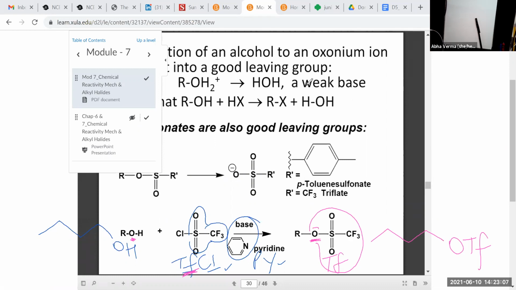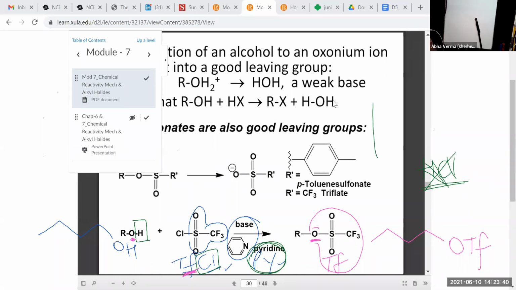But what has happened to this hydrogen and this chlorine? Both of these together make HCl. Now, HCl may interfere and cause other acid-base reactions, which we don't want. This is where your pyridine, the mild base, will neutralize this HCl.